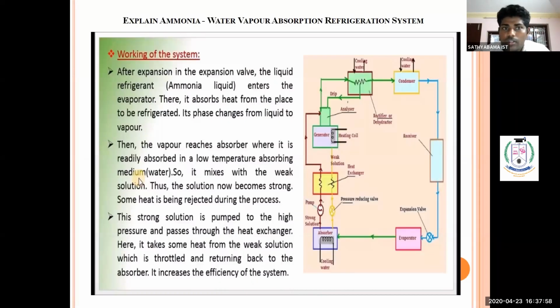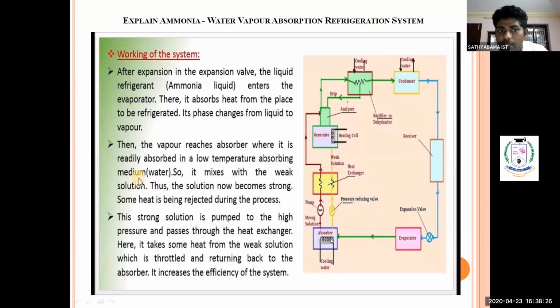And next question: ammonia water vapor absorption refrigeration system. See here, the same thing, same diagram, same process. The only difference is, see, I'm moving the cursor, we use a generator and absorber extra in this diagram. Okay, generator and absorber. This is the heat exchanger. Simply I will tell: see, the expansion valve, this is the evaporator. We have to make low temperature, that is we have to reject the heat from the evaporator.